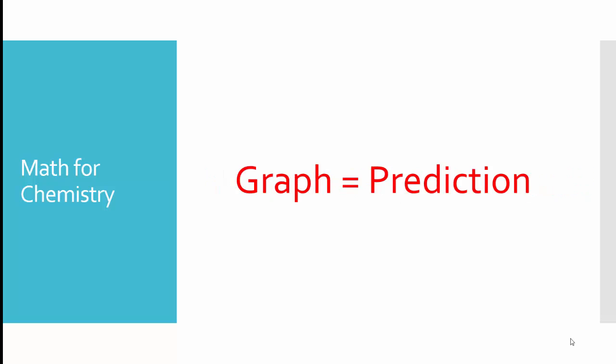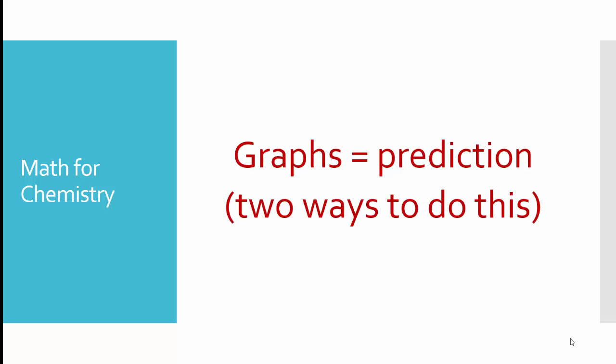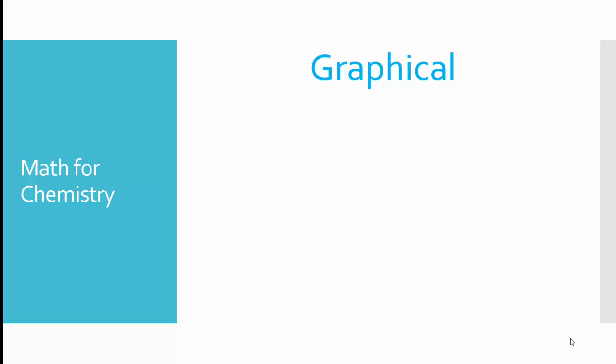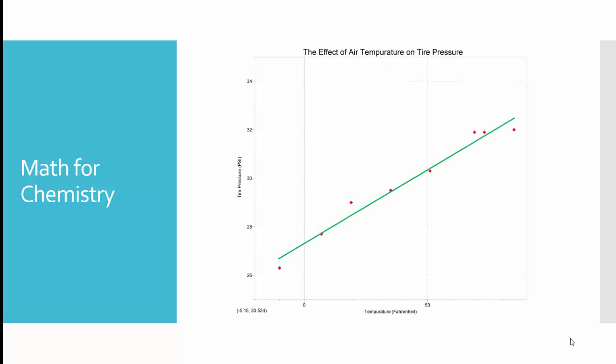Why did we want to do this? Because graphs allow you to make predictions. This is the beauty of a graph. There are two ways to do this. For example, what should the tire pressure be if the temperature is 28 degrees Fahrenheit? The first way to do this is called graphical, using the graph. You pull up the graph. You know that you're interested in 28 degrees Fahrenheit, so you find 28 degrees Fahrenheit on the scale. Draw a line straight up till it intersects the best fit straight line. Make a turn 90 degrees. Extend the line over to the y-axis, and now read off the value, and I read that it's 29.0 psi.